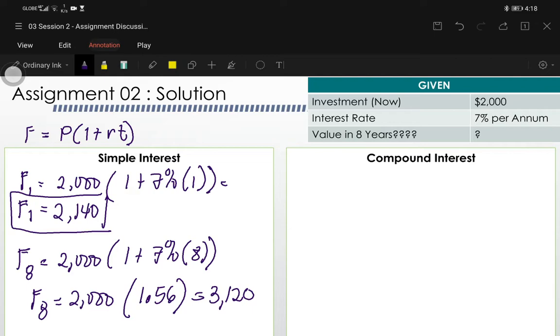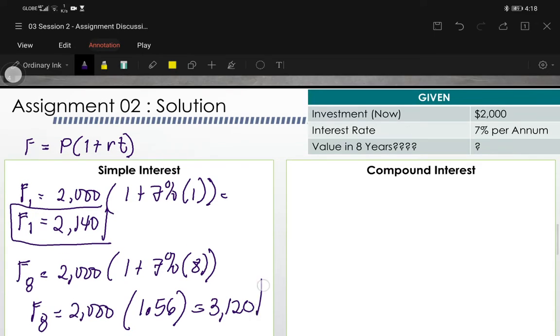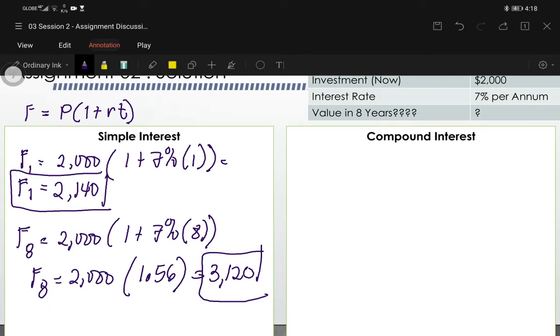So, okay, now you can see the solution for the simple interest. And then for compound interest, as we all know, the formula is that F is equal to P times 1 plus i to the power of n. n is the number of years, or you can denote it as t also.